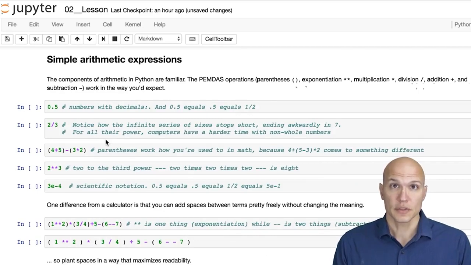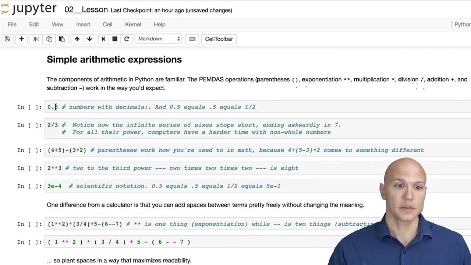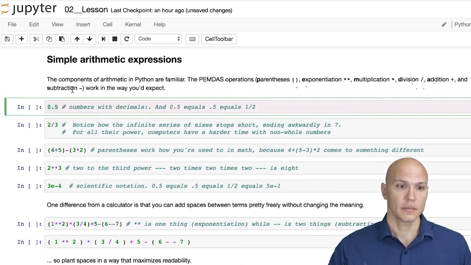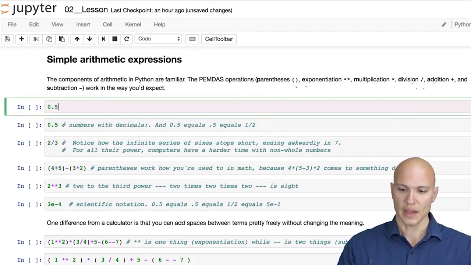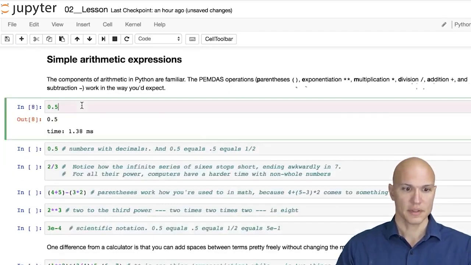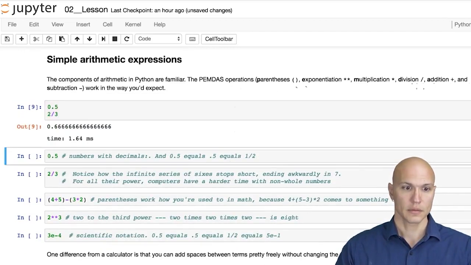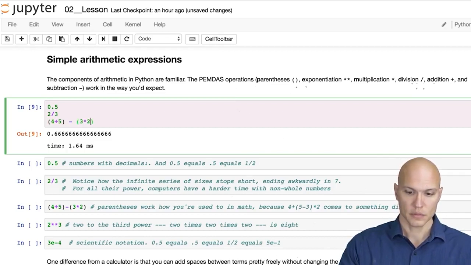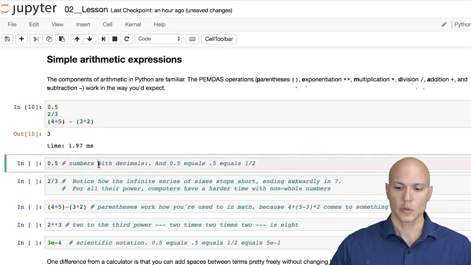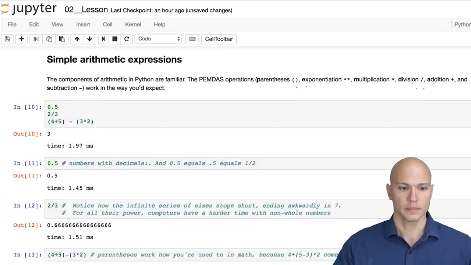So in Python, you can do simple things. You can represent numbers with decimals, 0.5. There it is, 0.5. You can represent fractions, 2 over 3. You can represent parenthetical operations, combinations of operations. 4 plus 5 minus 3 times 2. What should that be? Let's see, 6, 9. It should be 3. It should come out to 3. Wonderful. So as we run each of these, we'll get just what we wanted.